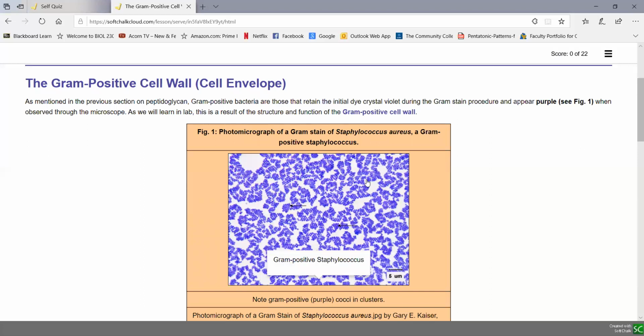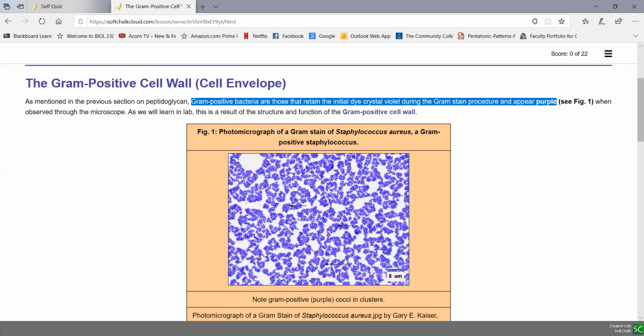Now, as we said, sometimes it's called a cell envelope because it envelopes the cell. In other cases, it's called a cell wall. Sometimes a cell wall refers to the peptidoglycan, but I like to just call it all collectively the gram-positive cell wall, which means the same thing as the cell envelope. So as we mentioned previously, gram-positive bacteria are those that retain the first dye in the gram stain procedure, a purple dye called crystal violet. And when we're done staining them, they appear purple under the microscope, like this gram-positive staphylococcus that we see here in Figure 1.